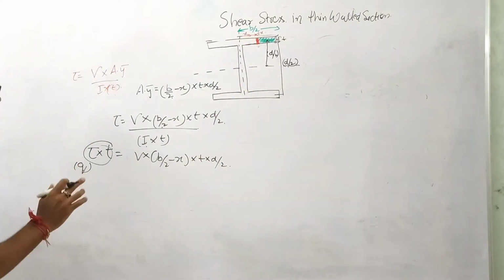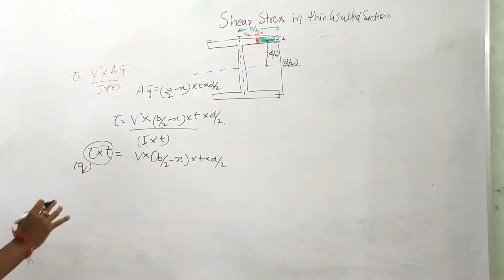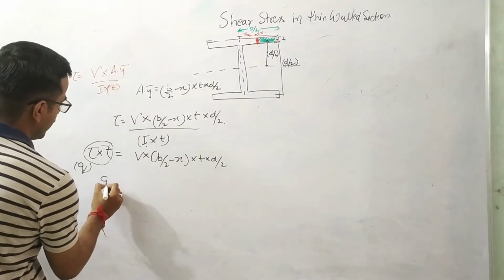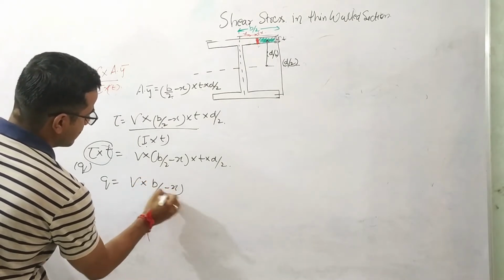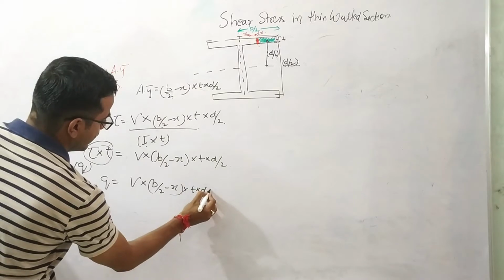This is the shear flow for this element. We already discussed what shear flow is. So q is nothing but V into (b by 2 minus x) into t into d by 2, over I.